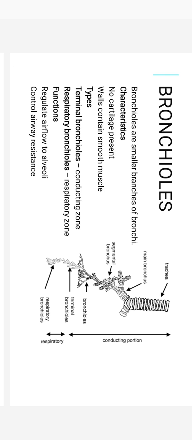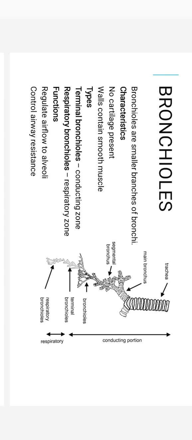Next, bronchioles. Bronchioles are the smaller branches formed from bronchi. Unlike bronchi, bronchioles do not contain cartilage but have smooth muscle in their walls. These smooth muscles help regulate airflow by controlling the diameter of bronchioles. When bronchioles dilate, more air enters the lungs. When they constrict, airflow decreases.